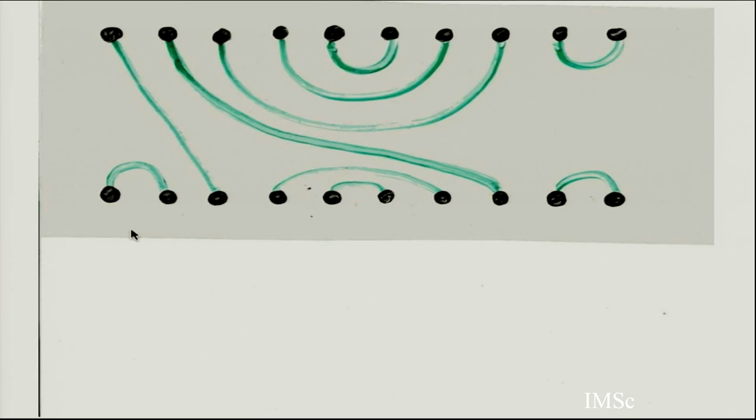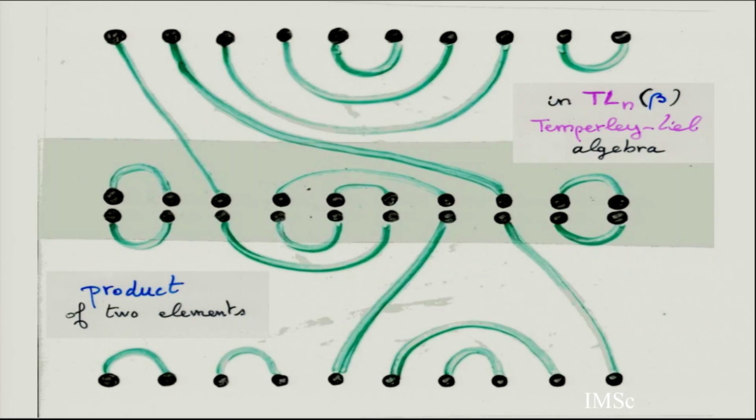So a reduced diagram like this is an element of the Temperley-Lieb algebra. So you can multiply them. It's just by putting them like this. So this is a product of two reduced elements in the Temperley-Lieb algebra. You have one element above, another element below, and you just connect. You follow the green line like this, and this is exactly the product of two elements.